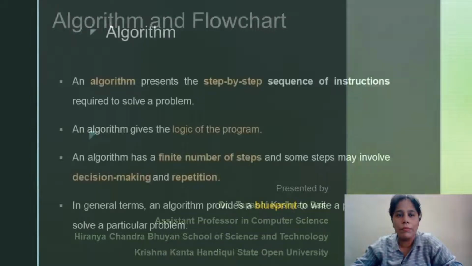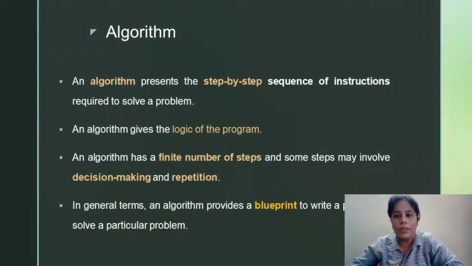Now, what is an algorithm? An algorithm presents the step-by-step sequence of instruction required to solve a problem. An algorithm gives the logic of the program. If we develop the algorithm, it is clear to write a C program or programs in any other language with correct logic. An algorithm has a finite number of steps, and some steps may involve decision making and repetition. In general terms, we can term algorithm as a blueprint for solving a problem.